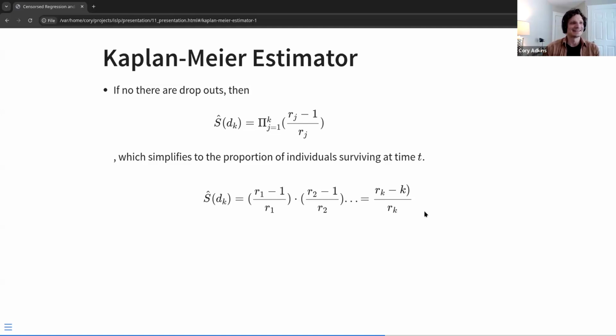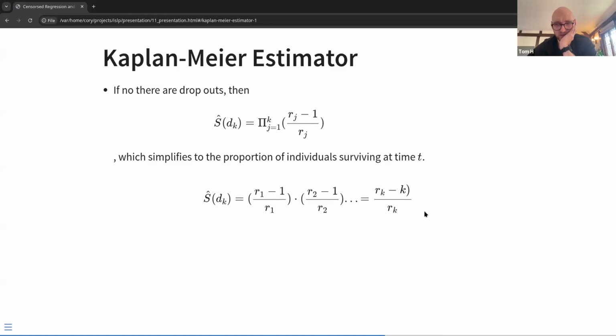I did ask Claude, my good friend Claude, and he seemed to agree. But he's an agreeable guy, so I'm not sure about that. But yeah, I do think if you have no dropouts, then you don't need this. Then you can just use the simple naive estimator, the proportion of survivors at the end of the study.